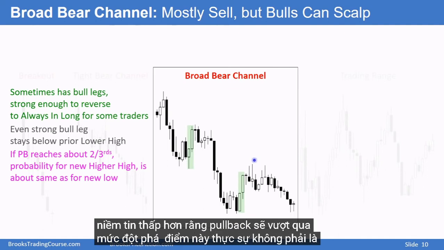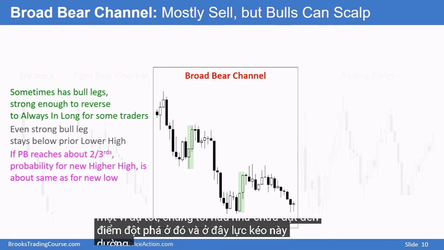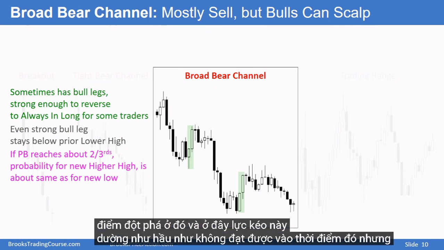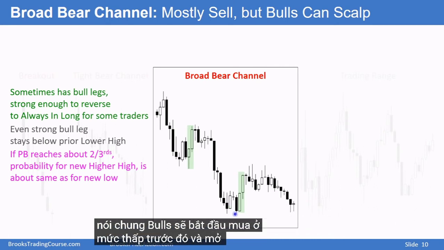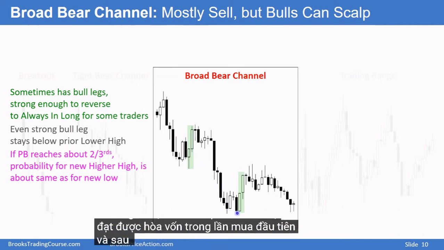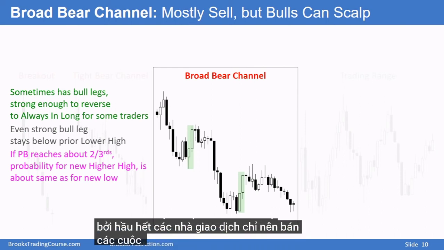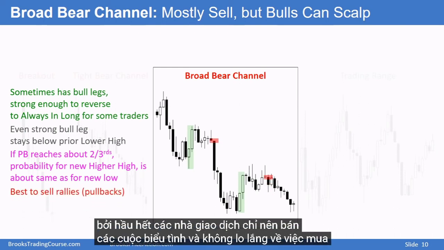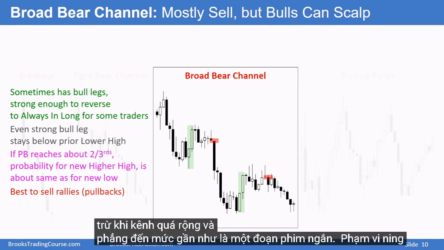This is not really a good example. We barely reached the breakout point there, and here this pullback barely reached that point. But in general, bulls will start buying at the prior low and scaling in lower, and then on a rally back to the prior low, they get out break even on their first buy, and then with a profit on their later buy. Most traders should only be selling rallies and not worrying about buying, unless the channel is so broad and so flat that it's almost a trading range.